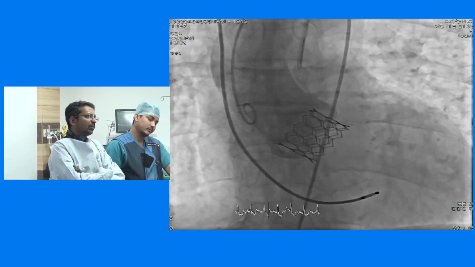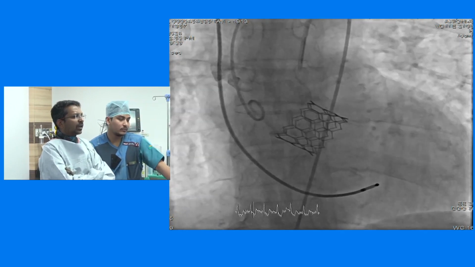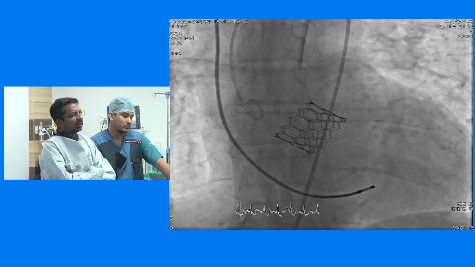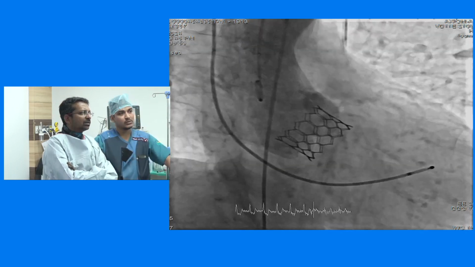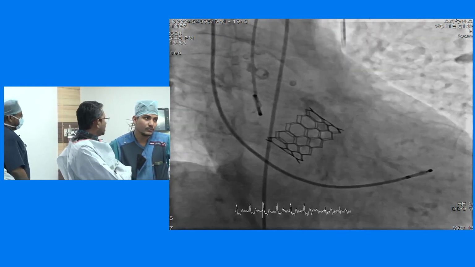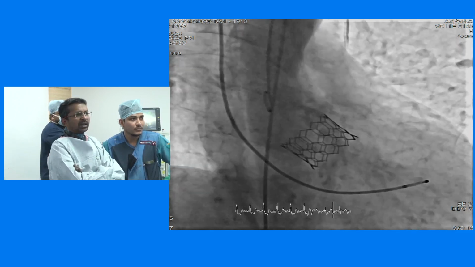Next please. So after the valve deployment we took the check shoot again, and the valve was perfectly aligned. There is no coronary pinching, there is no paravalvular leak, there is no AR as well. So this is till now. There is a little bit of probably left bundle branch block developing, but again I do not think it is a matter of concern.